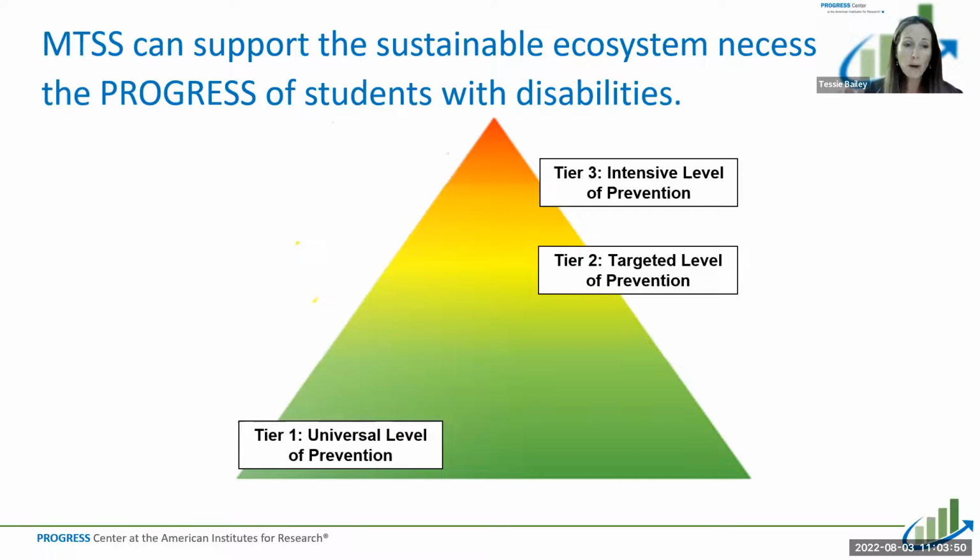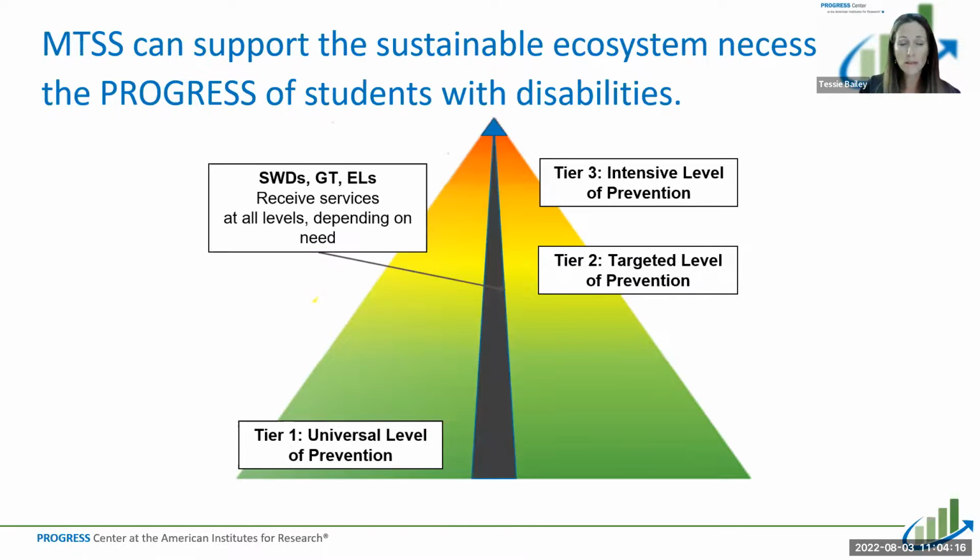And if we think about the tiers that exist, kids with disabilities also benefit from tiers of support, right? Not all kids with disabilities need intensive instruction. You know, some kids would benefit from supplementary aids and services or co-teaching at the tier 1 level, right? So we think about this as an infrastructure that we can leverage to really promote a sustainable ecosystem for students.